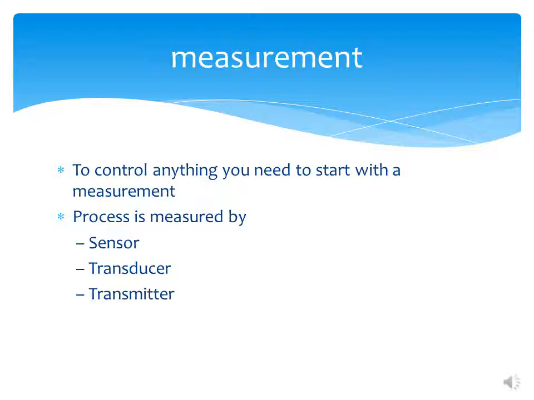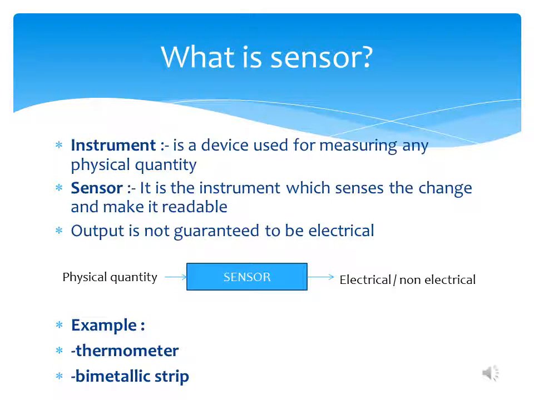The process is measured by a sensor, transducer, or transmitter. What is a sensor? First you need to know about instrument. An instrument is a device used for measuring any physical quantity. There is a little difference between a sensor and a transducer. First we will deal with the sensor. It is the instrument which senses the change and makes it readable. We basically measure a physical quantity whose output can be electrical or non-electrical.